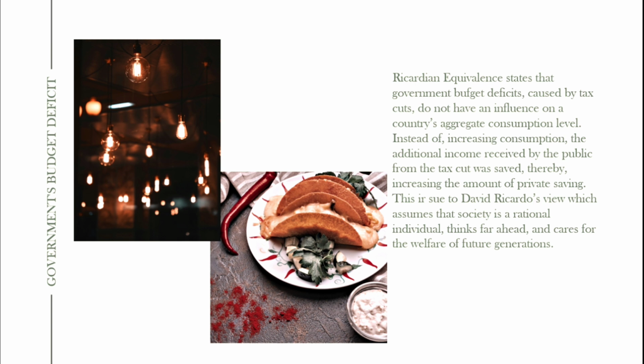Ricardian equivalence states that a government budget deficit caused by a tax cut does not have an influence on the country's aggregate consumption level. Instead of increasing consumption, the additional income received by the public from the tax cut is saved, thereby increasing the amount of private saving. This is due to David Ricardo's view, which assumes that society is a rational individual who thinks far ahead and cares for the welfare of future generations.